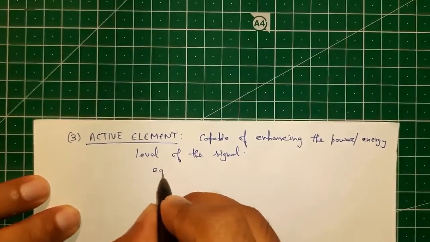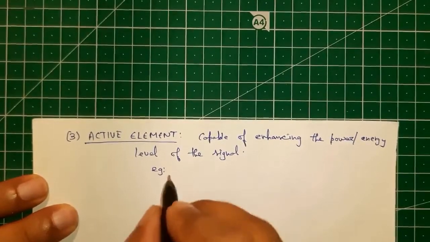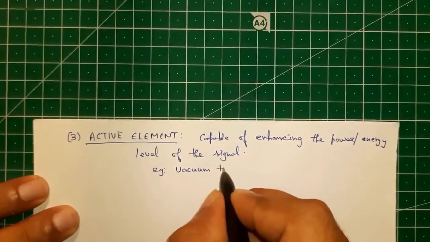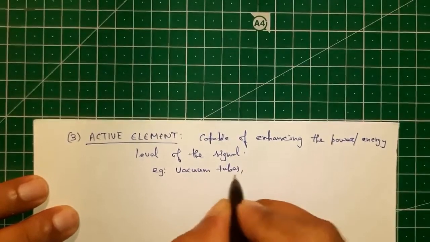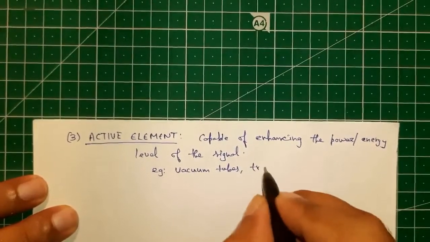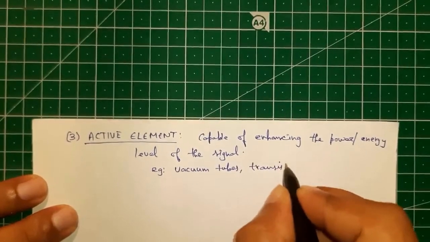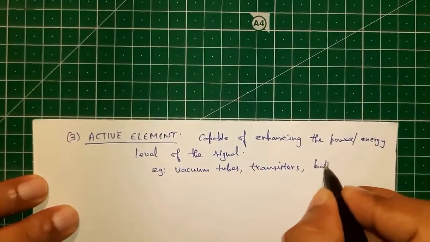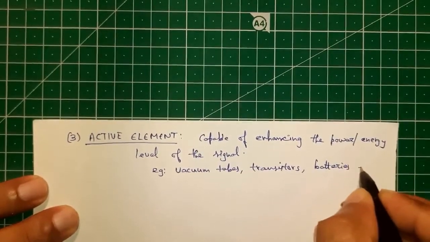So examples are vacuum tubes, now not used, transistors have replaced them, batteries, etc.